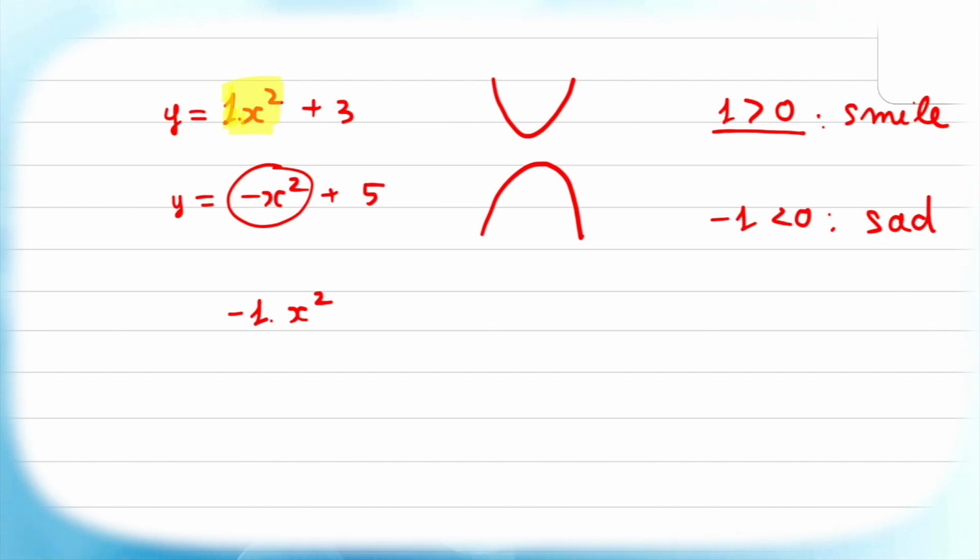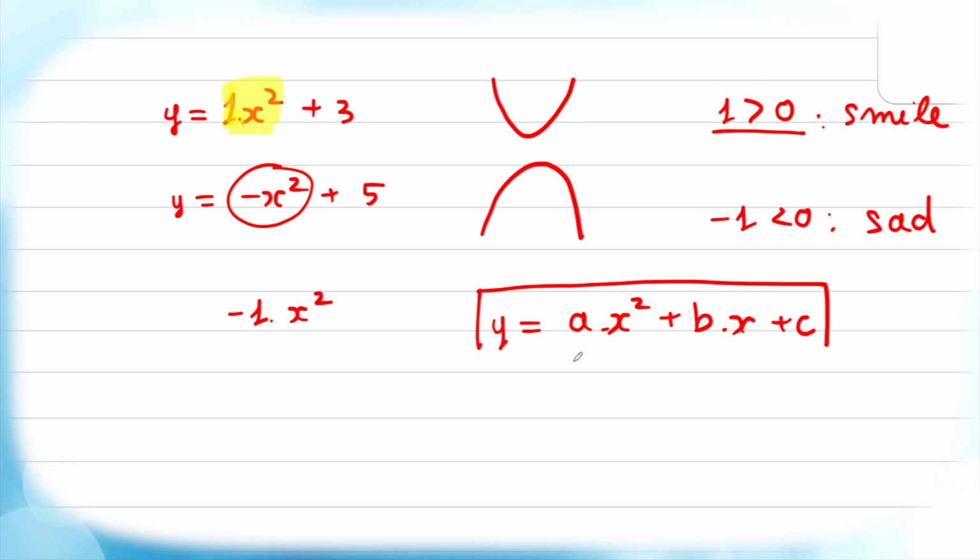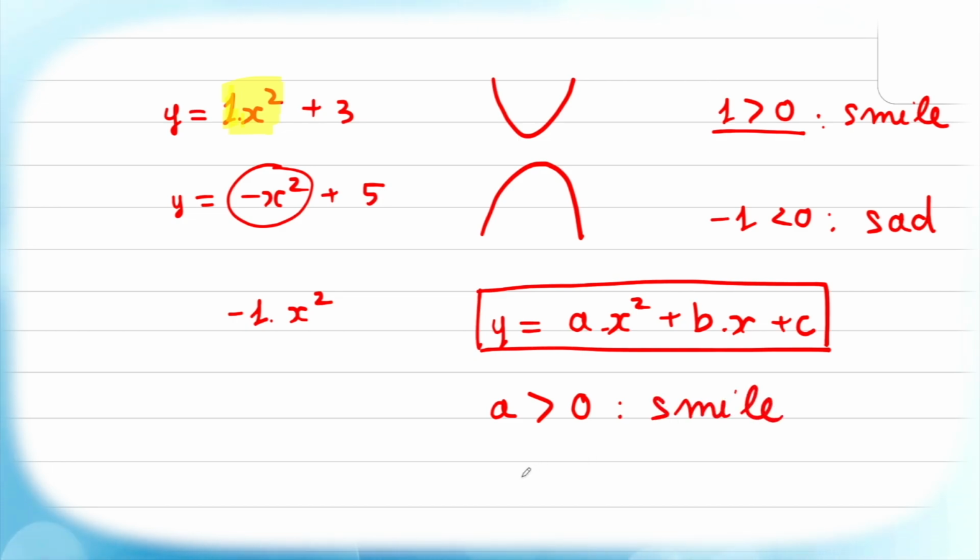Okay, so about the form of a quadratic equation, the main thing here is the coefficient of x squared. If I have the general form of a quadratic equation, with a greater than 0, we will have a smile face, and if you have a less than 0, you will have a sad face. Okay, so that is how you can determine the form.